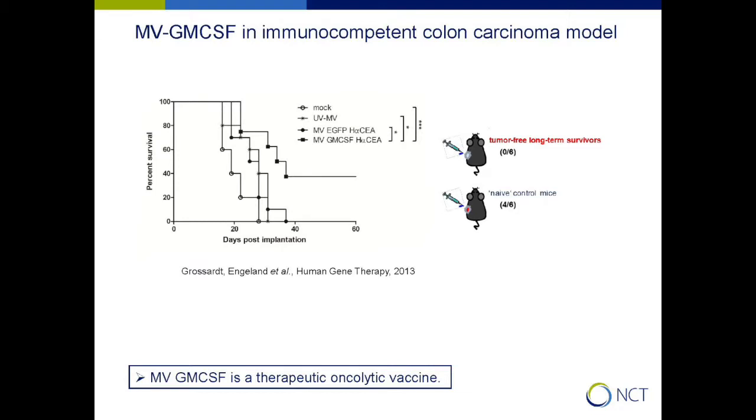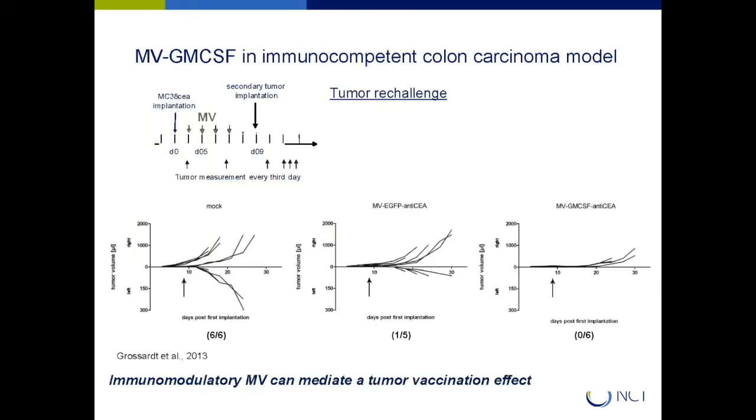When we re-challenged those cured mice, they rejected tumor engraftment, in contrast to control mice where we saw tumor outgrowth. So this was our first indication that measles virus can indeed act as a tumor vaccine which induces a lasting anti-tumor immune response.